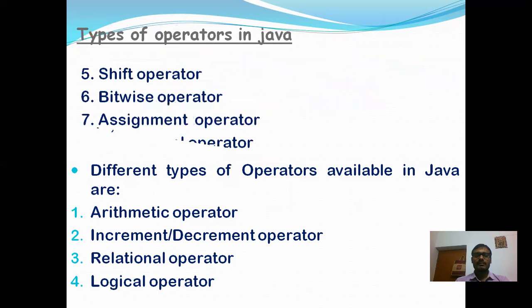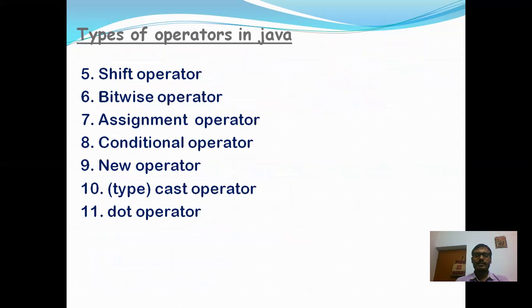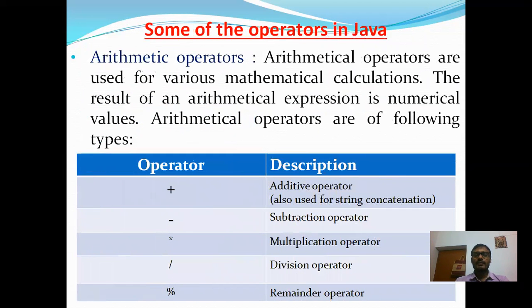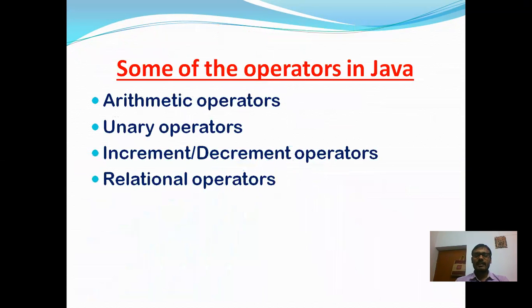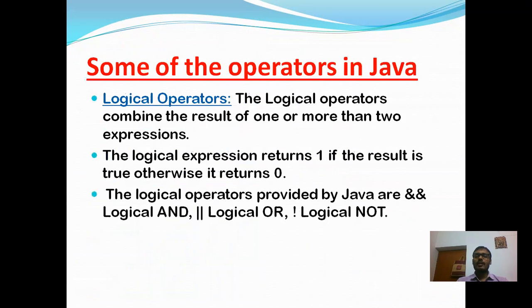You can see these are the different types of operators. And we have already discussed some of the important operators of Java, that is arithmetic operators, unary operators, increment, decrement operators, relational operators. These topics have been discussed. Now let us come to the logical operators. The logical operators combine the result of two or more expressions. The logical expressions return 1 if the result is true, otherwise they return 0.